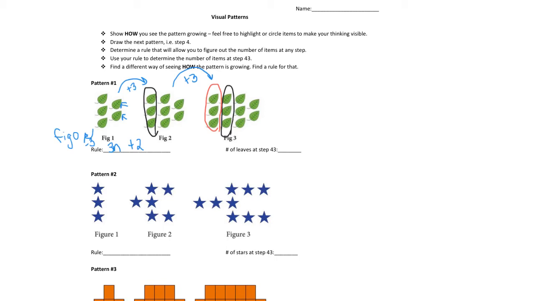I know this part over here says we want to know how many leaves there are at step 43. Today, I don't want you to worry about that. Today, we're just looking at the patterns. I'm going to do one more with you, and then I'm going to release you to do it yourself.